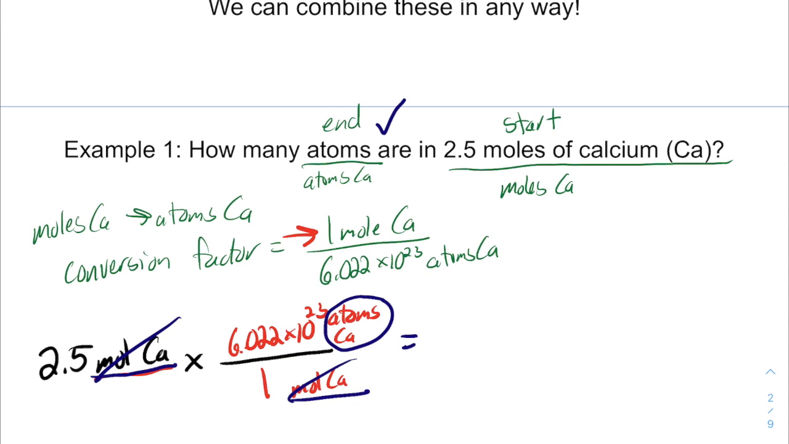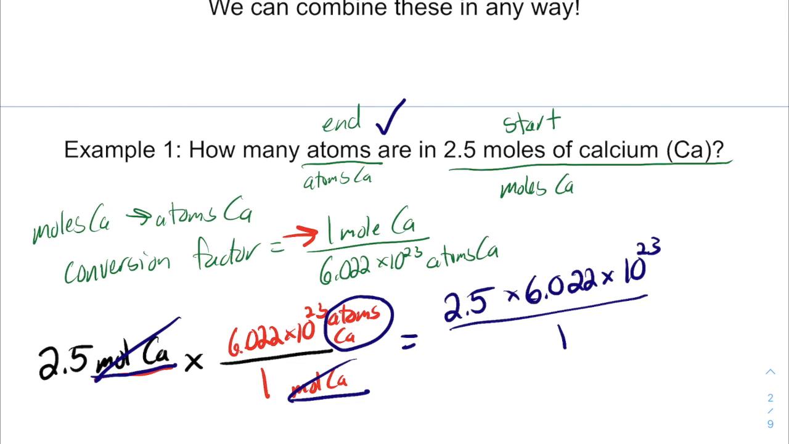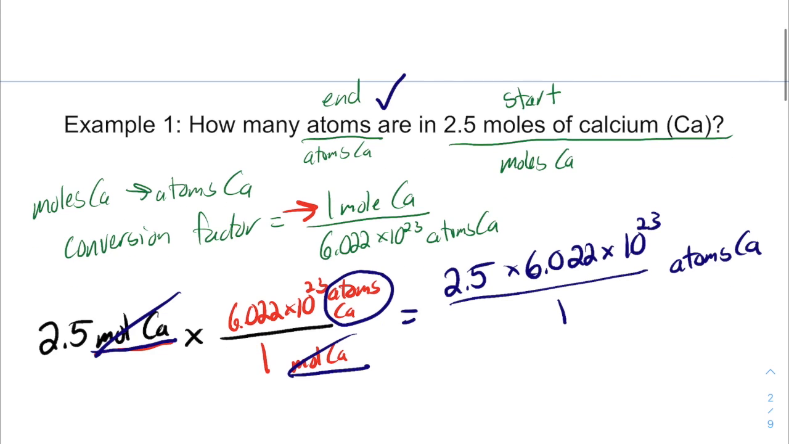Now I can finish out my problem. 2.5 times 6.022 times 10 to the 23rd over 1. And my final unit is going to be atoms of calcium. Remember, you multiply everything on the top and divide by everything on the bottom, and just make sure that the unit you end with is the unit that you wanted to end with according to the problem.